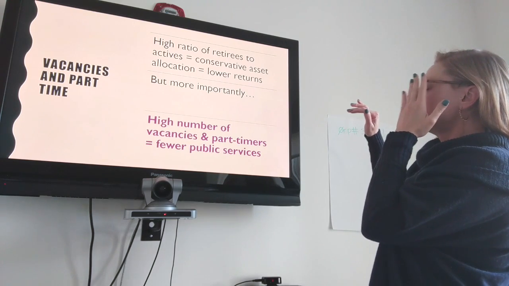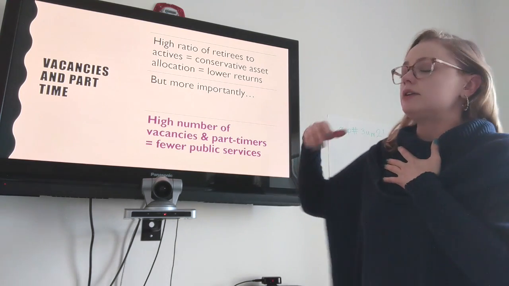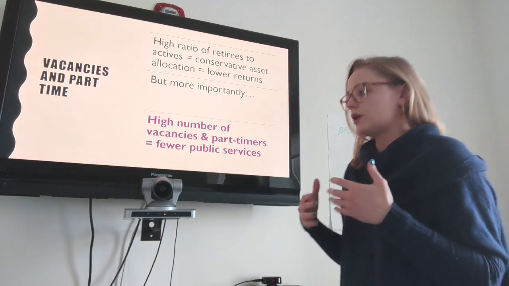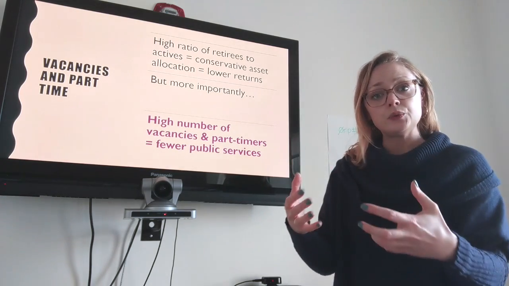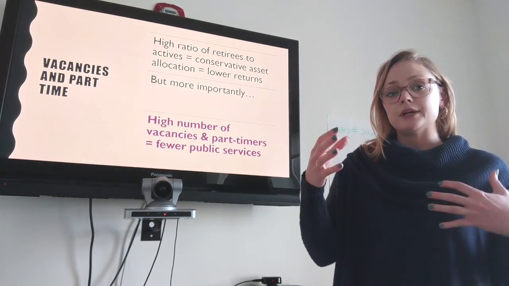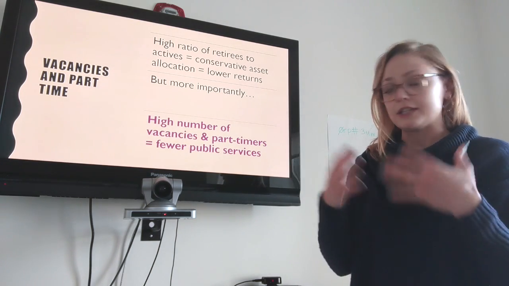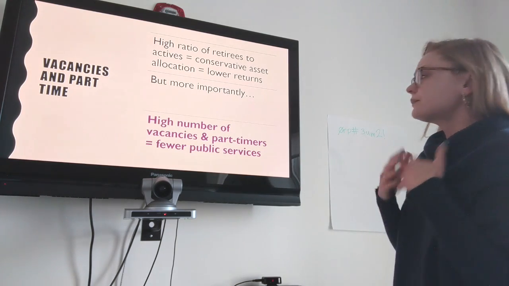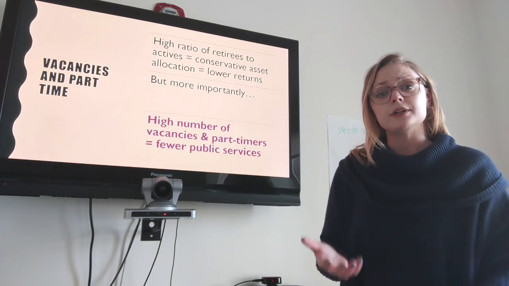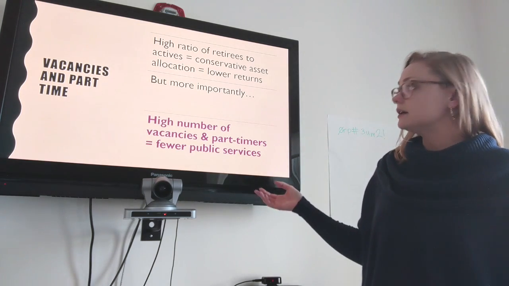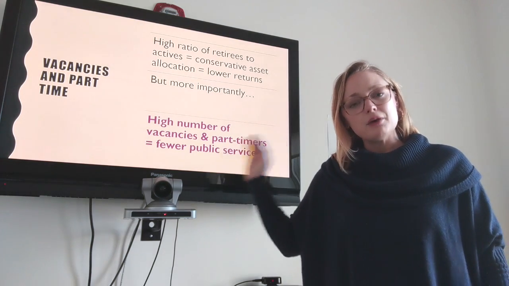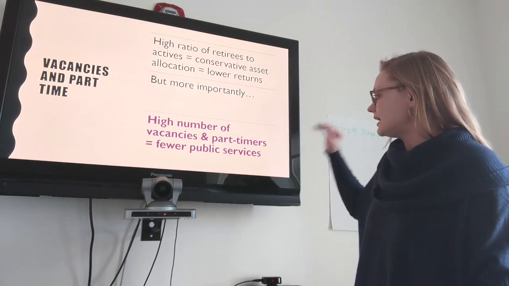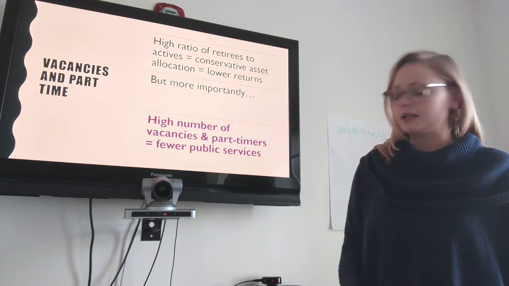Having a high ratio of retirees to actives means that your assets in your fund are going to be invested more conservatively, because more benefits have to be paid out soon. So they're not going to put them in high risk, potential high reward investment portfolios. So that means a lower rate of return overall. Obviously we care about that because we care about the sustainability of the pension, but I think the most important thing here is that if we have a low number of active employees, that means that we have a high number of vacancies. That means that there are fewer public services being provided.